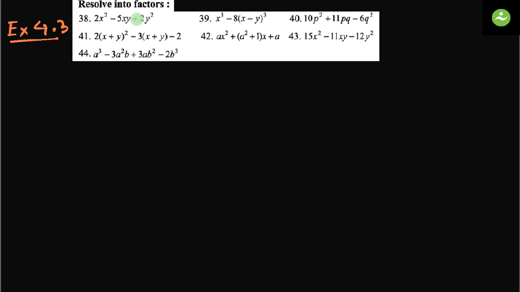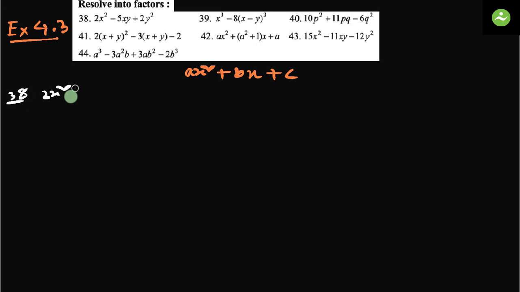Resolve into factors. Number 38, 39, 40, 41, 42, 43 and 44. Most of the expressions are in the form ax squared plus bx plus c. Let us start number 38.